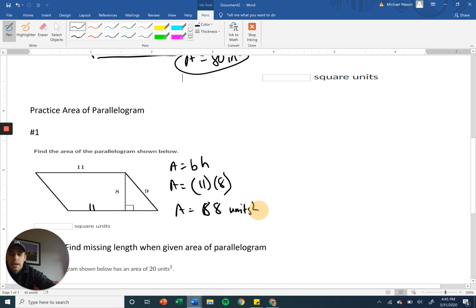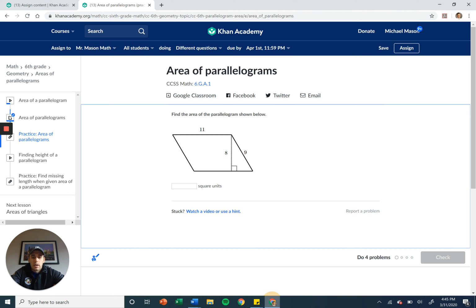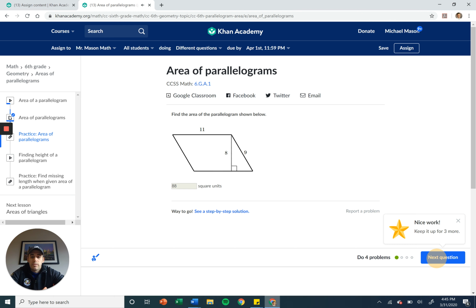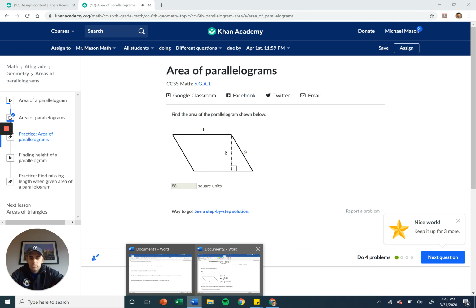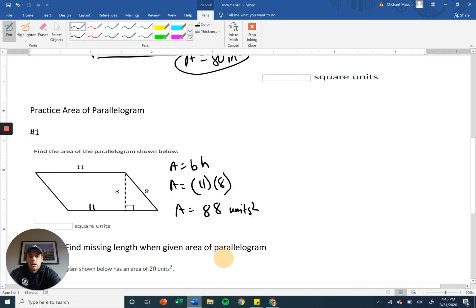Right? So you would type in 88, and then you would hit enter, and it will let you know on Khan Academy whether you get it right or wrong. And also, you can say, hey, I'm stuck, I need a video or a hint. But you can check it and say, hey, you got it right. And then you have 3 more problems to do. And then you go on to the next one. Like number 2 would go here, right? Number 3 would go below number 1, and number 4 would go here. And you just keep going.